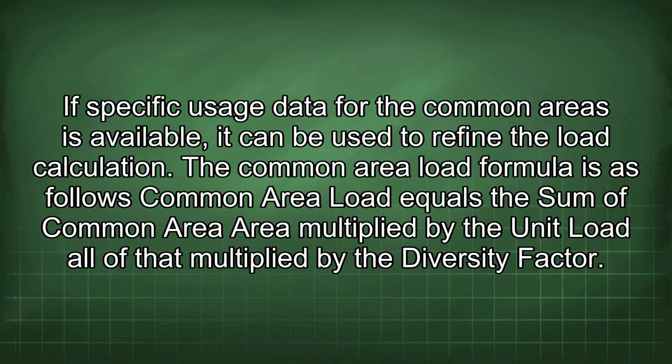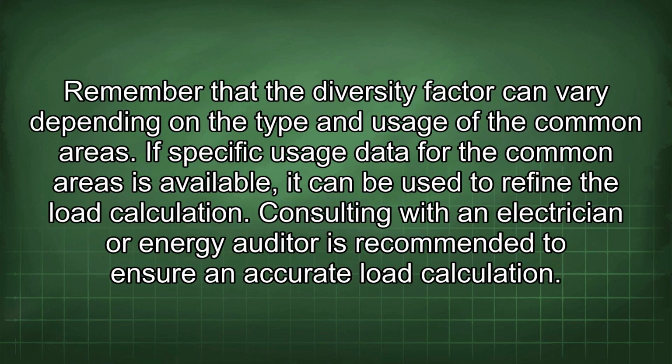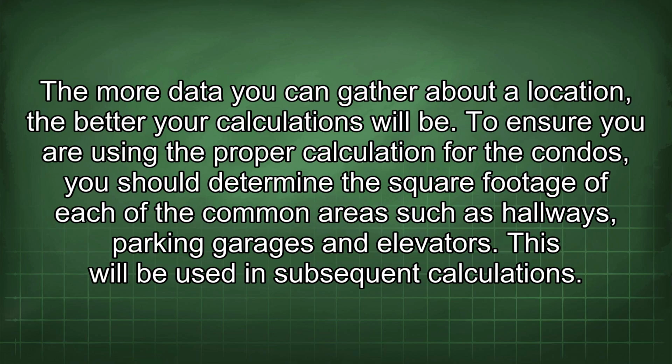The common area load formula is as follows: common area load equals the sum of common area multiplied by the unit load, all of that multiplied by the diversity factor. Remember that the diversity factor can vary depending on the type and usage of the common areas. If specific usage data is available, it can be used to refine the load calculation. Consulting with an electrician or energy auditor is recommended to ensure an accurate load calculation. The more data you can gather about a location, the better your calculations will be.